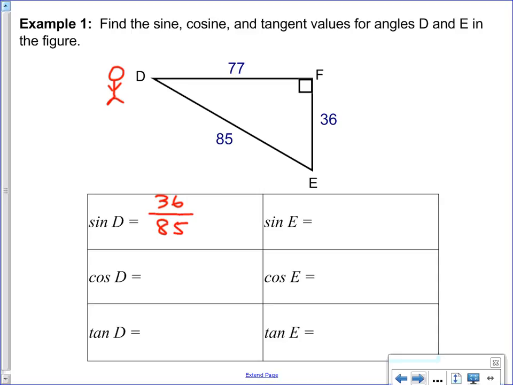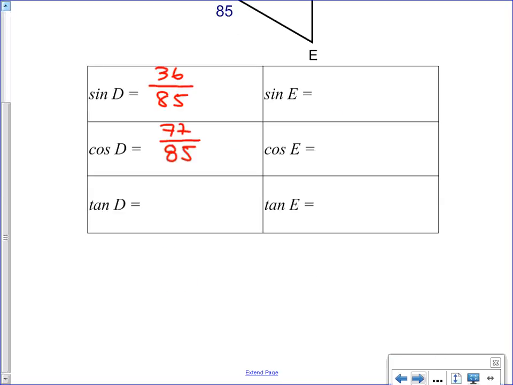There's going to be another one that's going to match up. The cosine of D, from Jalish's perspective, is the adjacent over hypotenuse. So, 77 over 85. And last but not least, tangent. 36 over 77.